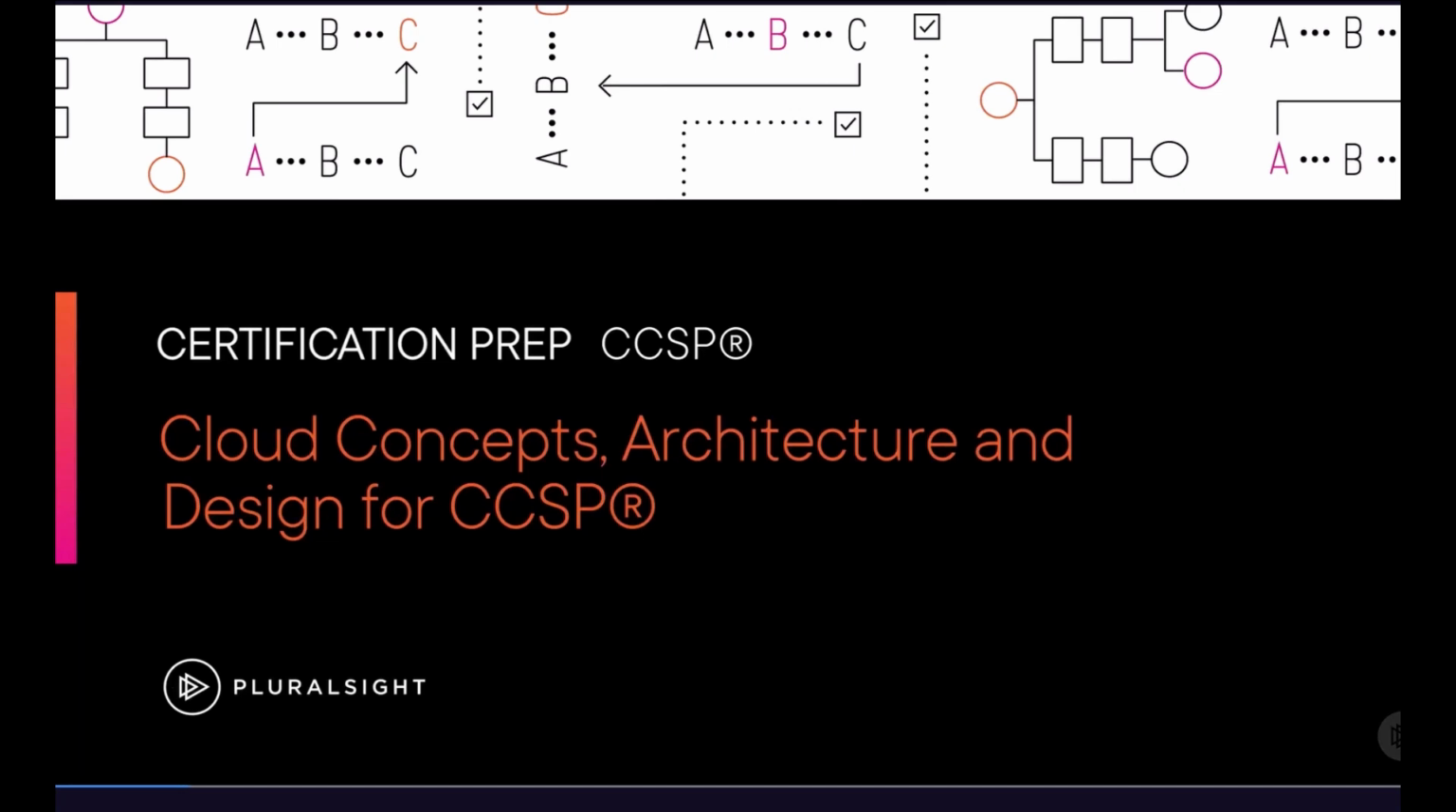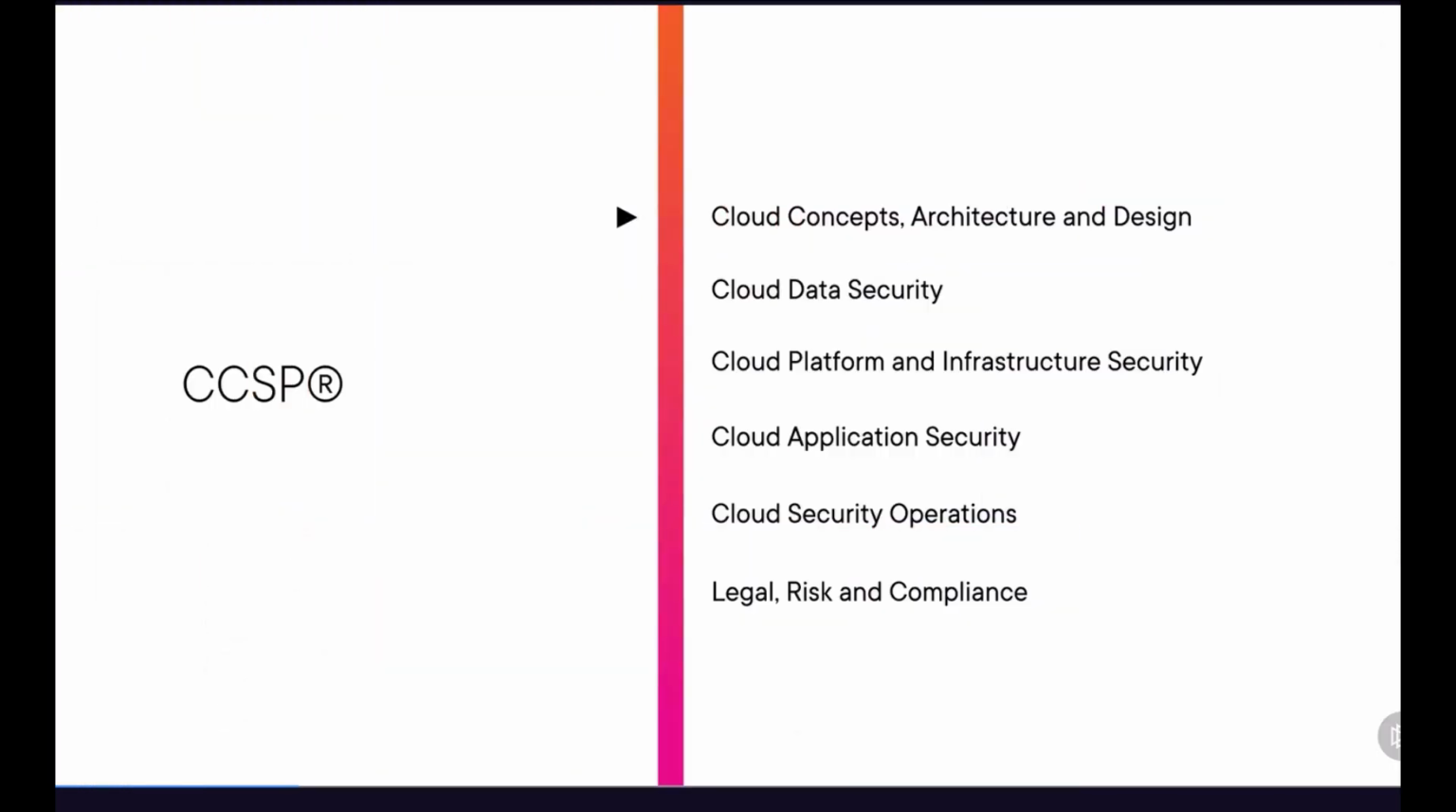Everyone, welcome to the Cloud Concepts, Architecture, and Design for the CCSP course. This certification prep course will help you prepare for the Certified Cloud Security Professional Examination, the CCSP. In this course, we're going to cover the skills measured in the first domain of the CCSP exam outline. You will review the concepts and architectures of cloud implementation, but with a focus on how to secure cloud-based systems. This domain counts for about 17% of the total exam.